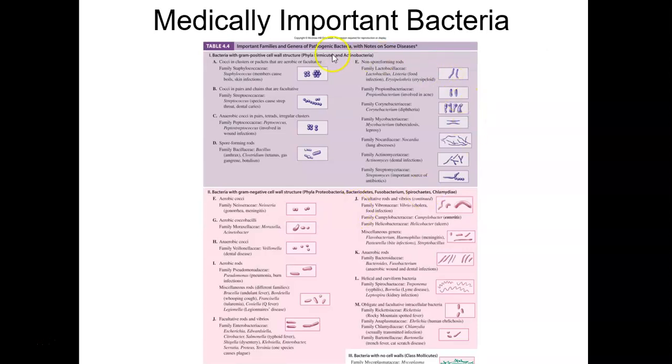Again, this is just an overview of some of the genera that we're going to talk about this semester. Right now, I am not going to ask you this information. As we start to study it, we will look specifically at a lot of these different families that you see in here. We will go through pretty much every one of these this semester. So this is just an overview for now. If you're interested in learning a little more, this is table 4.4 in your textbook.